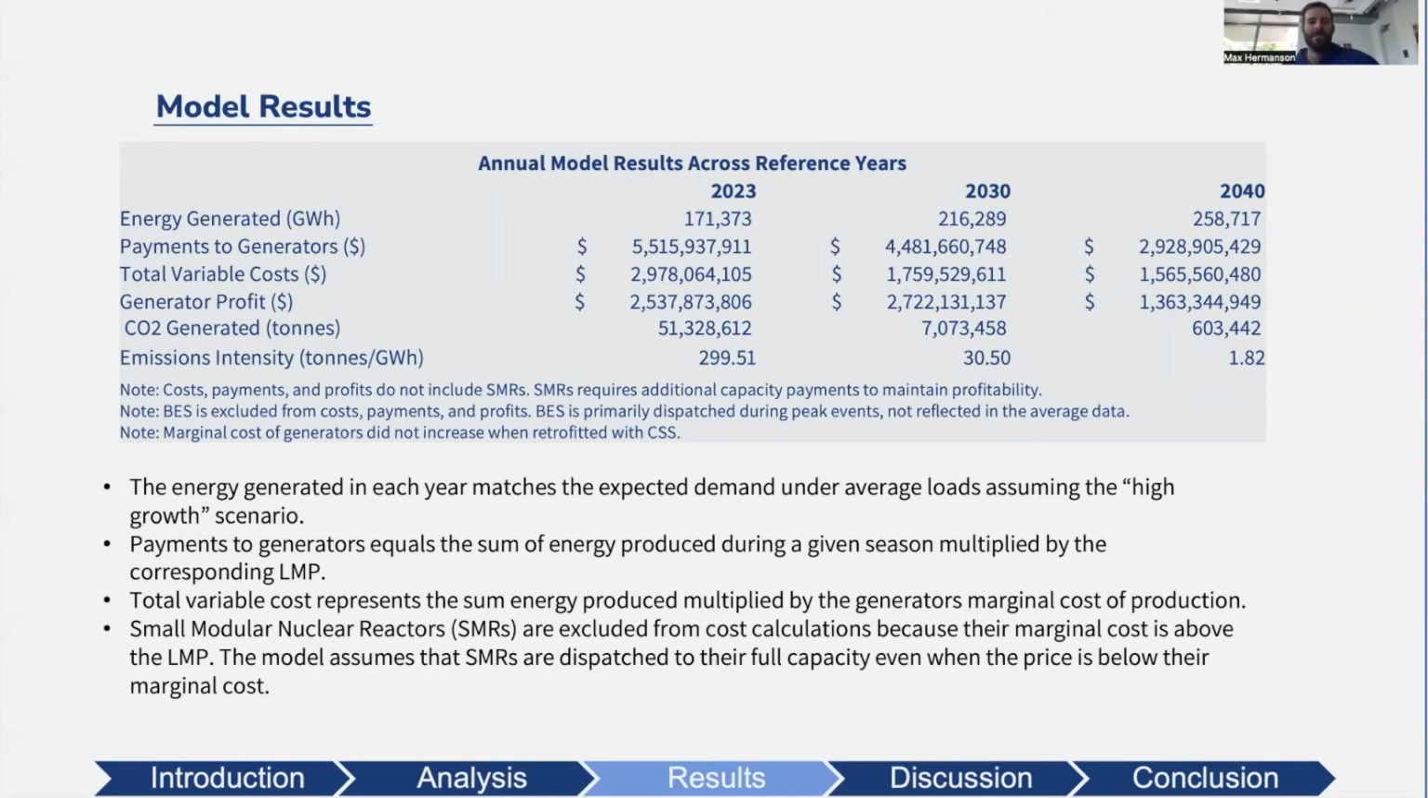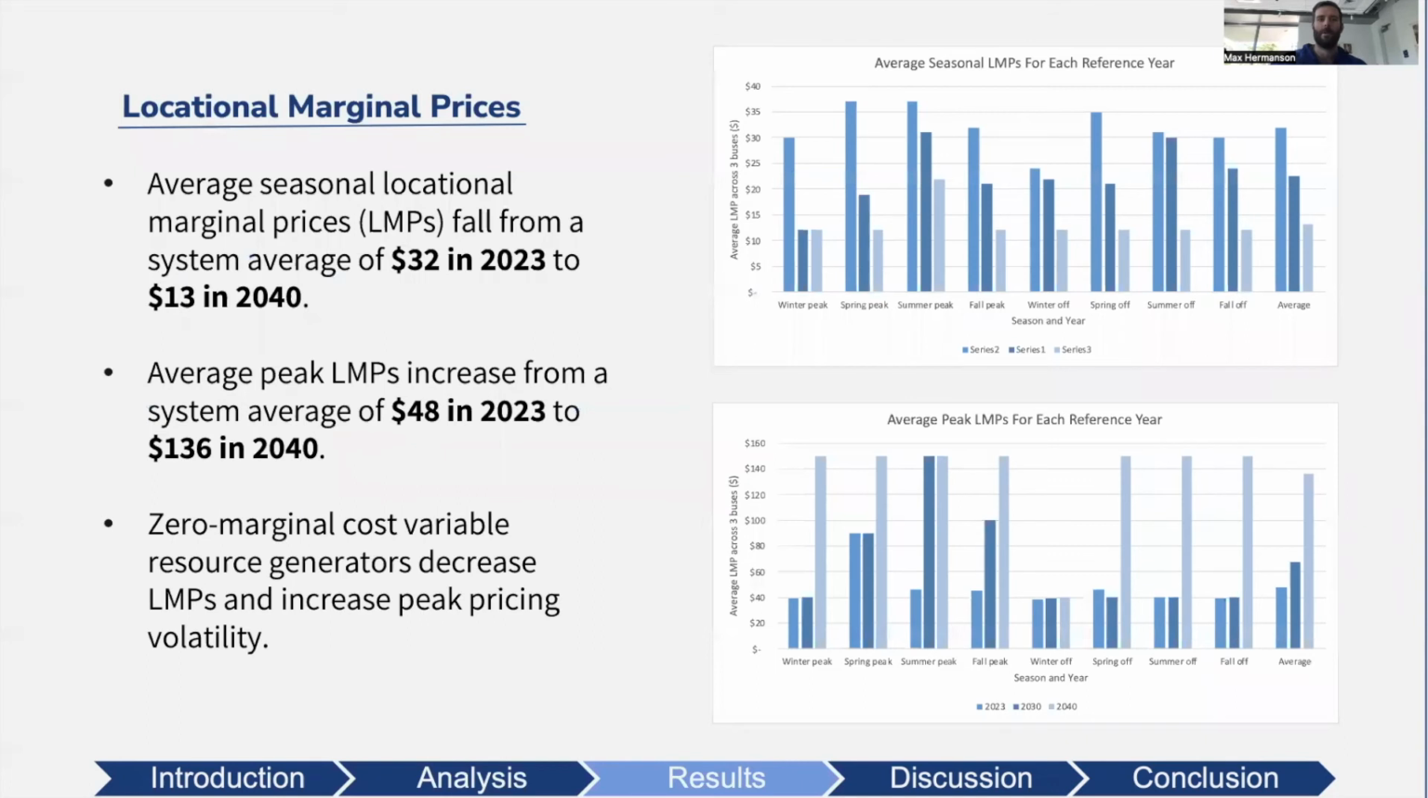So yeah, our model results here, we have the output of the model for 2023, 2030, and 2040. The biggest takeaways are that emission intensity and total CO2 generated is going down, as well as total costs are all falling. Locational marginal prices for the average decrease across the 3 reference years. However, the average peak LMPs are increasing across the 3 reference years.